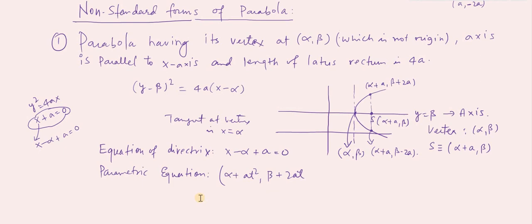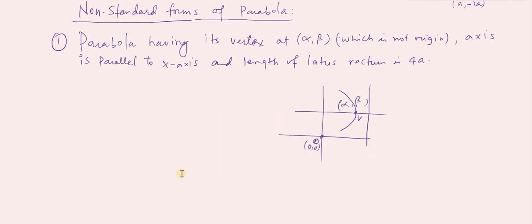Similarly, parabola with vertex at alpha comma beta and axis parallel to x-axis and length of latus rectum 4a but opening in the left direction can be obtained. Its equation will be something like y square is equal to minus 4ax. So y minus beta square is equal to minus 4a times x minus alpha will be the equation of the parabola opening in the left direction whose vertex is at alpha comma beta and axis is parallel to x-axis.